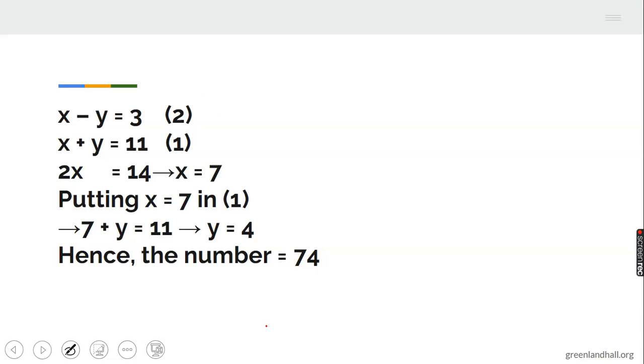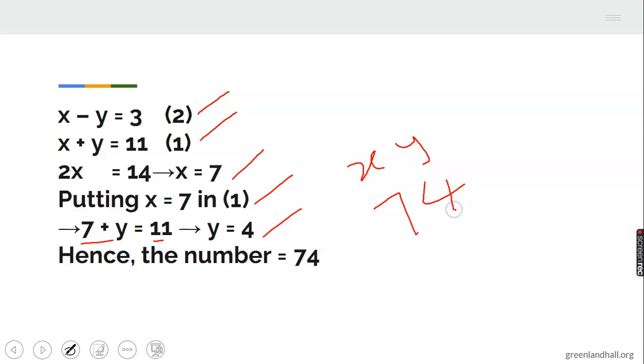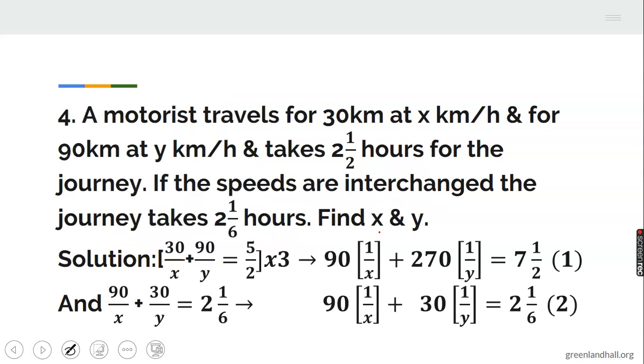So combining equations 1 and 2 by adding, y will be eliminated. So you have 2x equals 14, so x equals 7. Now putting x equals 7 in equation 1, we have 7 plus y equals 11. Now I'm making y the subject, we have y equals 4. So since it is xy, the number will be 74, because x is 7 and y is 4. So this is the number. You can check that.